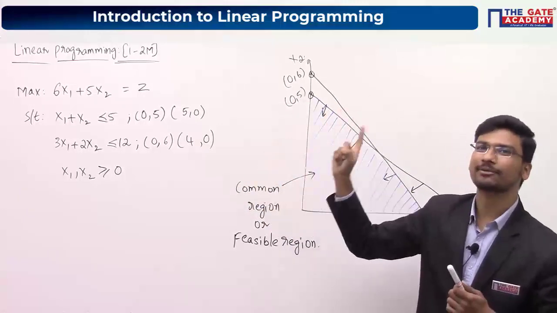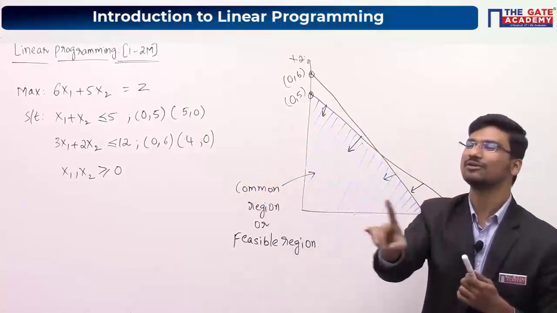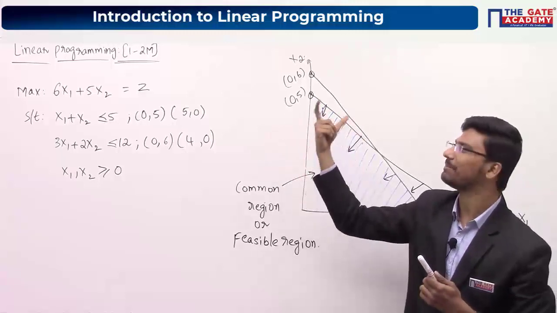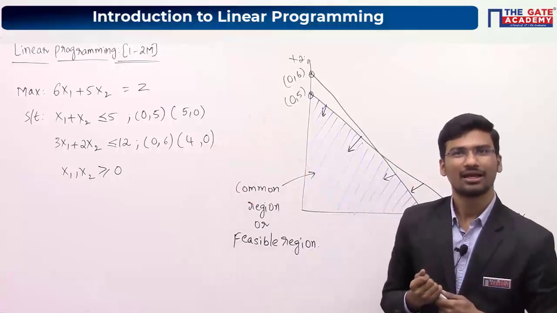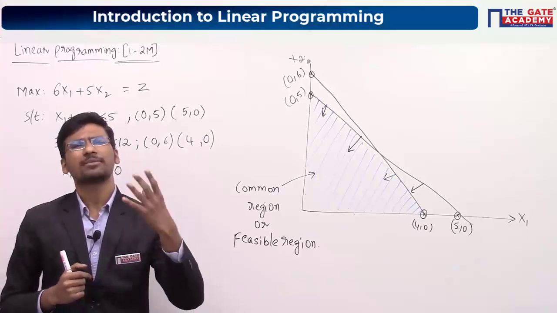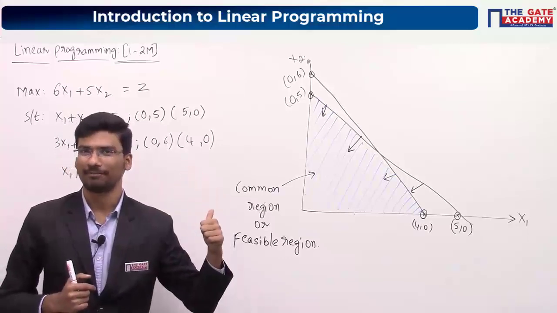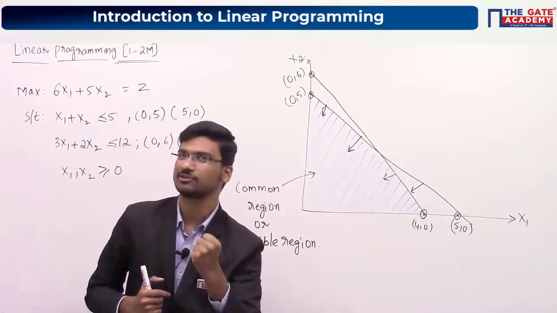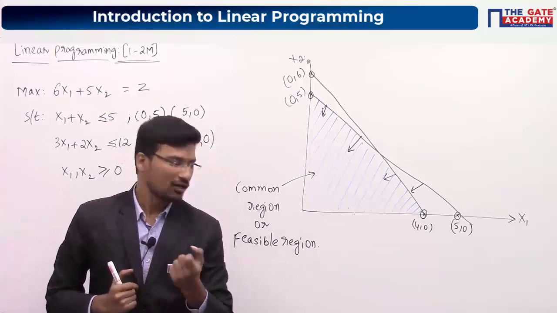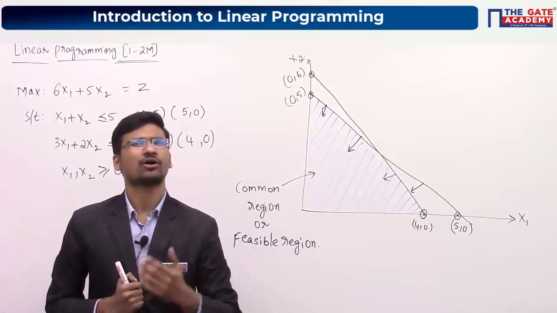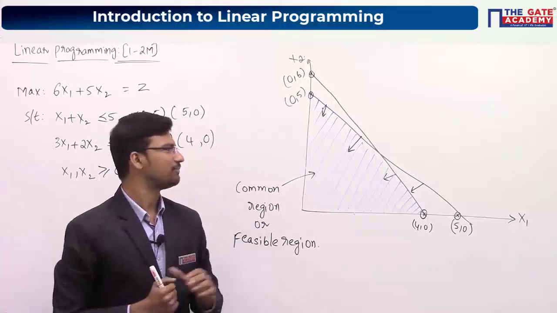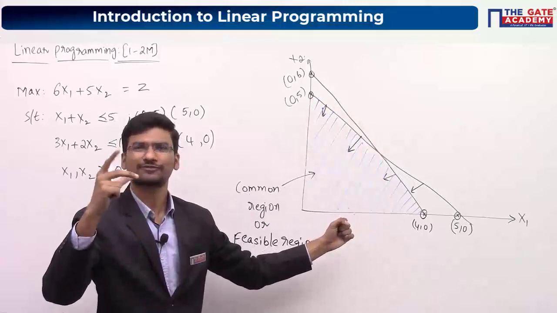Among those infinite number of feasible solutions, one solution will be your optimal solution. That means that particular solution will give you the maximum value of Z. So I hope it is understood now. You are having infinite number of feasible solutions for this particular problem, but among them you will be having one optimal solution. Now you tell me how to find that optimal solution, that means how to find the maximum value of Z.